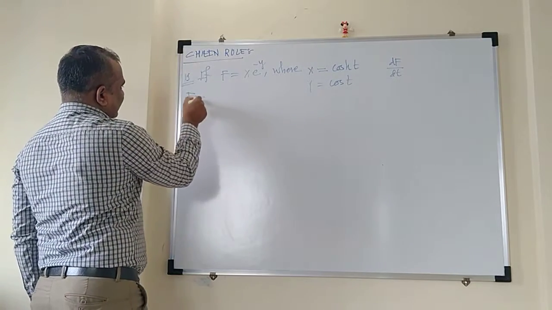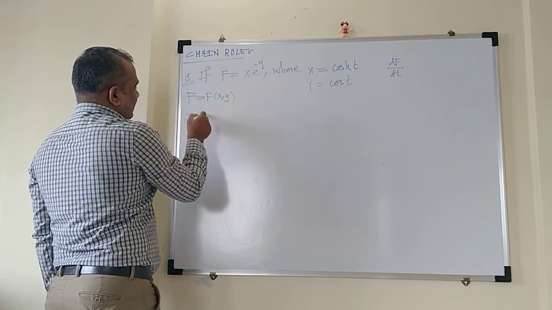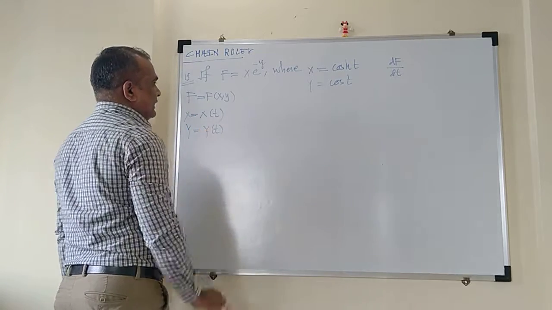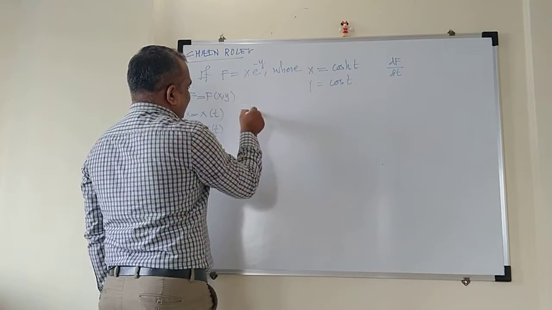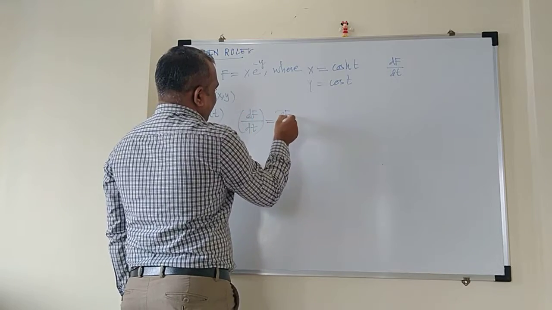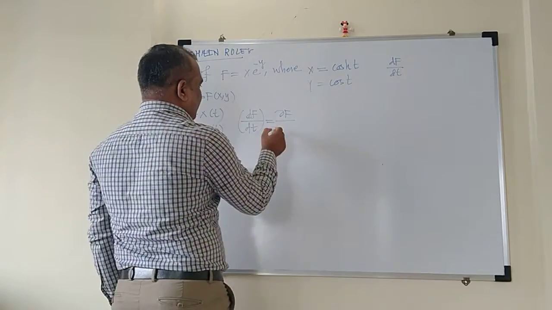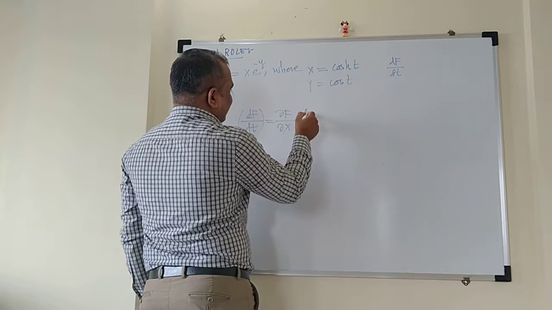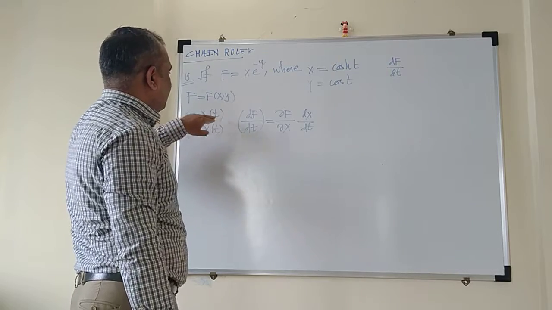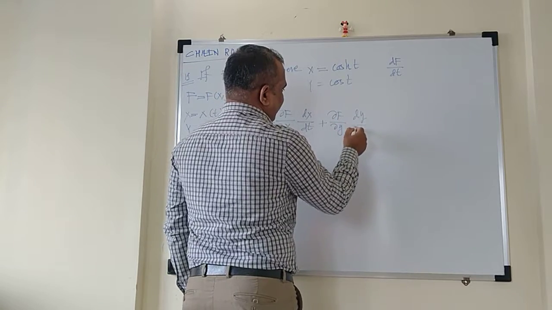Now this f is a function of two independent variables x and y, and x is a function of t. Similarly, y is a function of t. So what's the formula for chain rule? The formula for chain rule will be df/dt equals partial differentiation of the function with respect to x and y, that is ∂f/∂x into dx/dt, the total differentiation of this variable x with respect to t, plus ∂f/∂y into dy/dt.